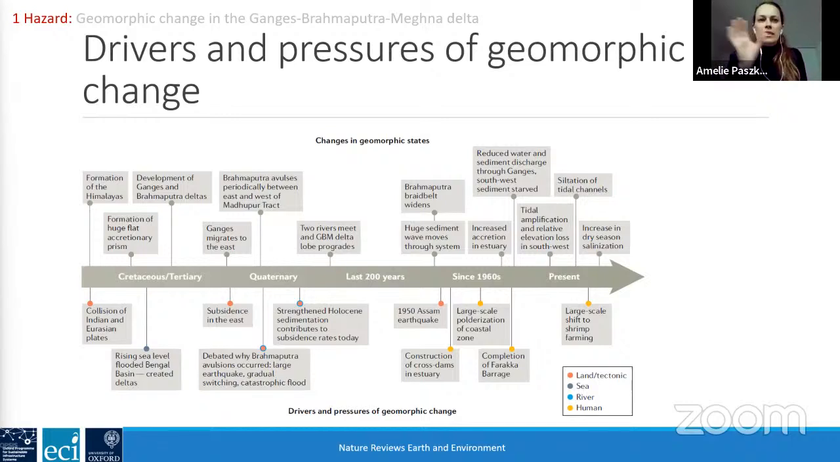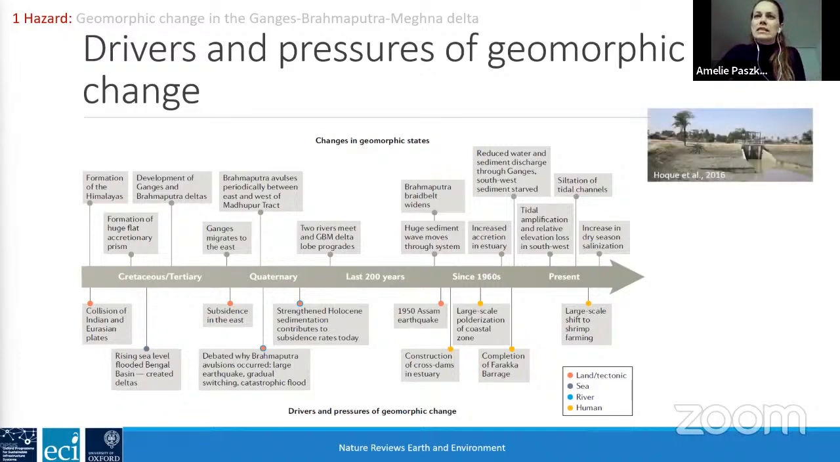And if you look at the right-hand side of the timeline, you'll see a lot of yellow dots, which shows that during the last century, the main drivers that have been changing the geomorphology of the delta have been anthropogenic. These types of interventions have included large-scale changes such as river diversions, upstream dams, excavations of canals, land reclamation projects, and the polderization of the coastal zone. All of these have had massive impacts on the morphological equilibrium of the delta.